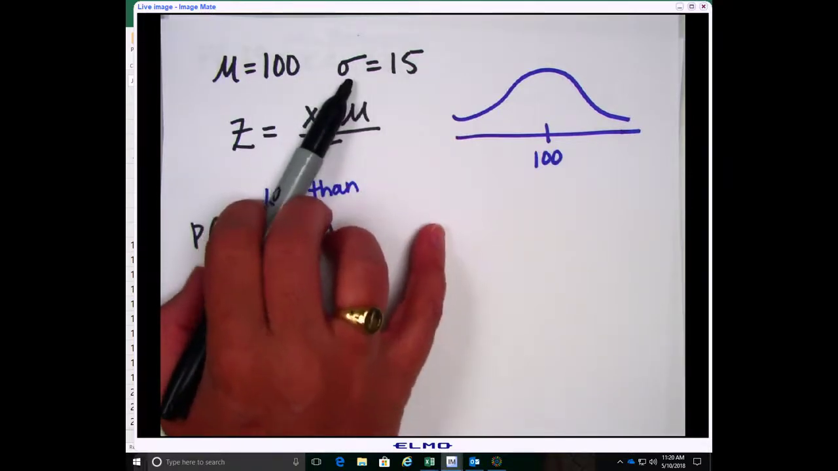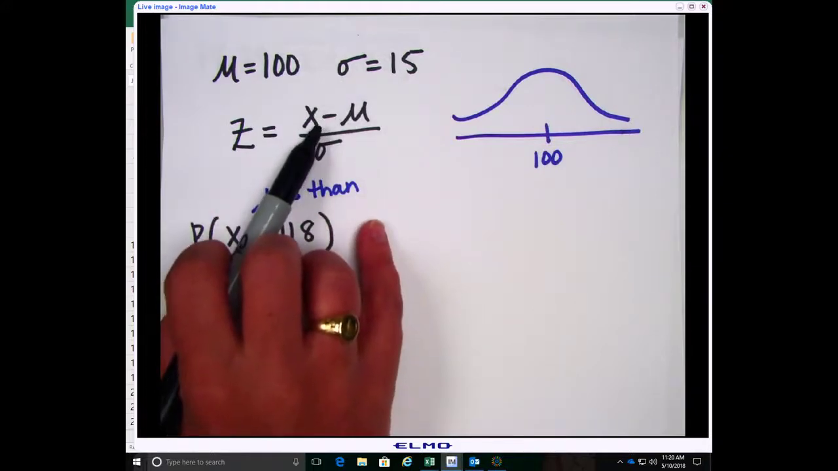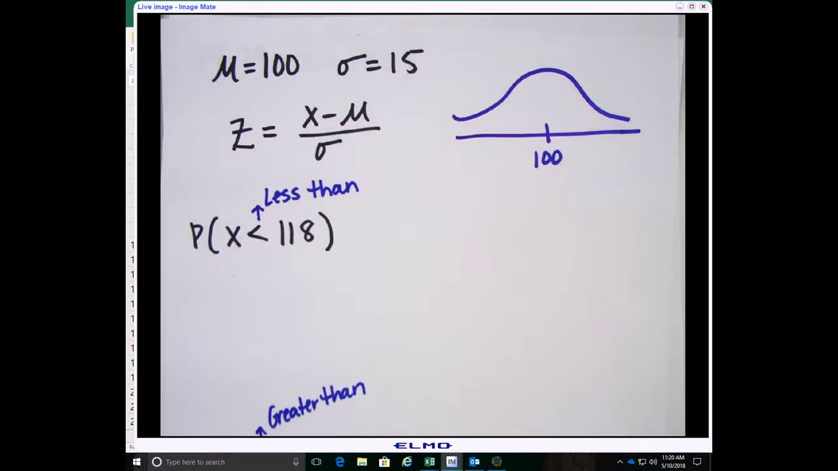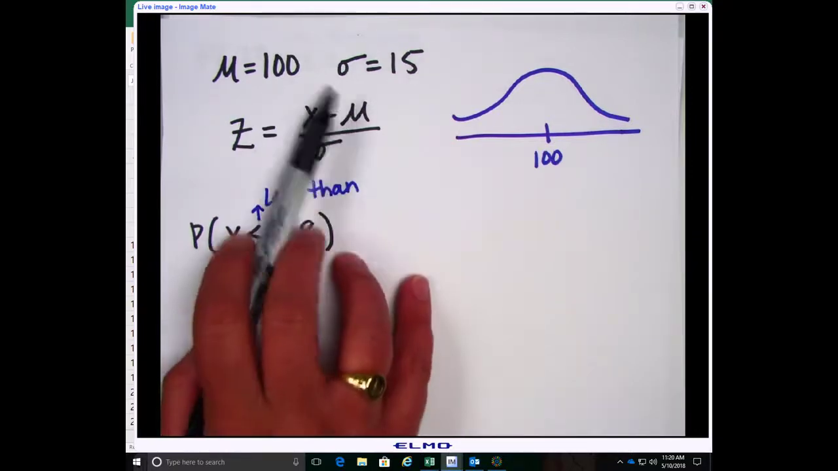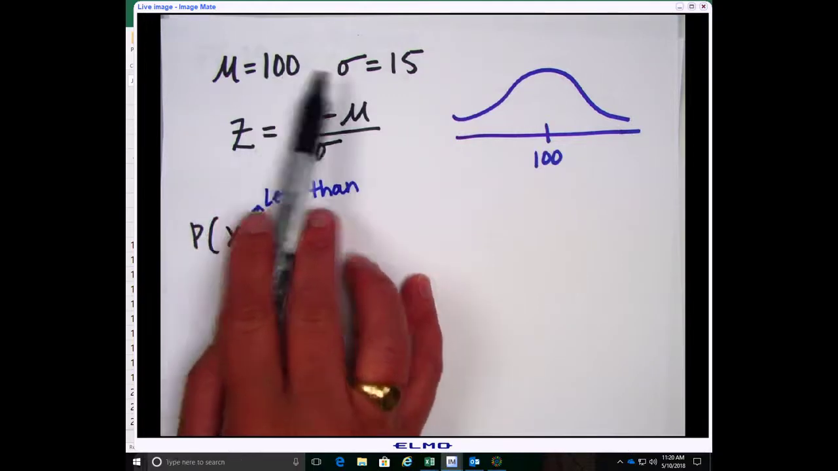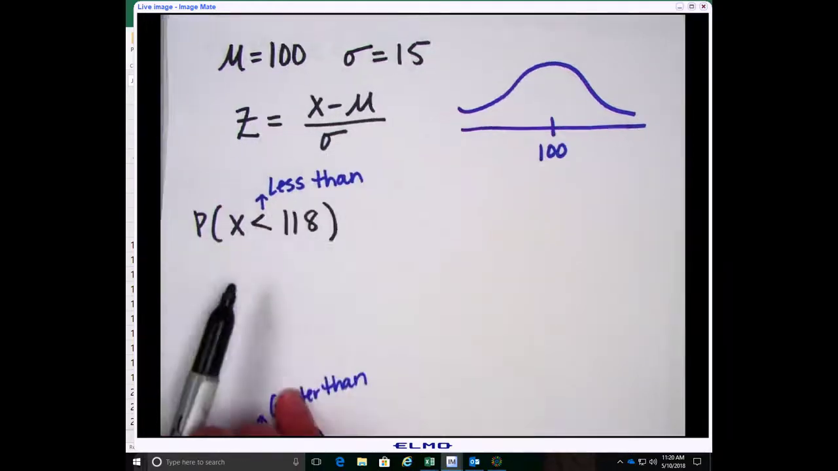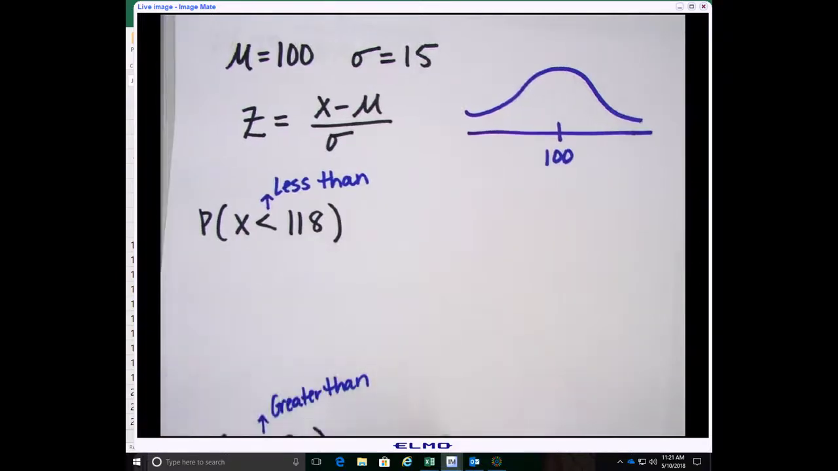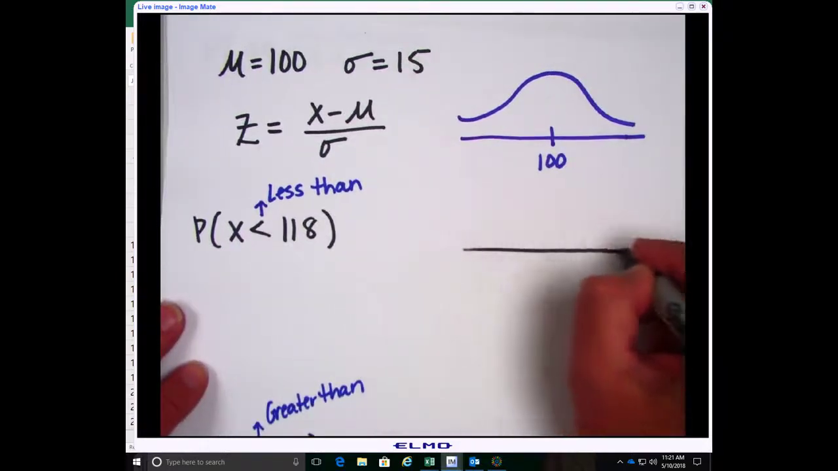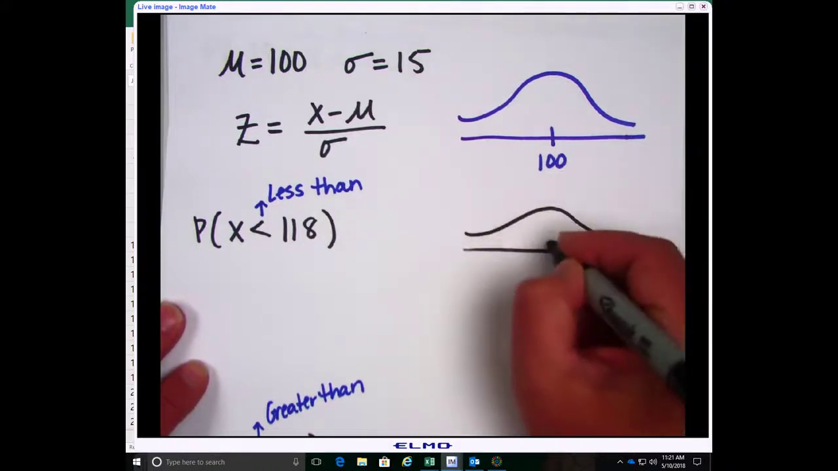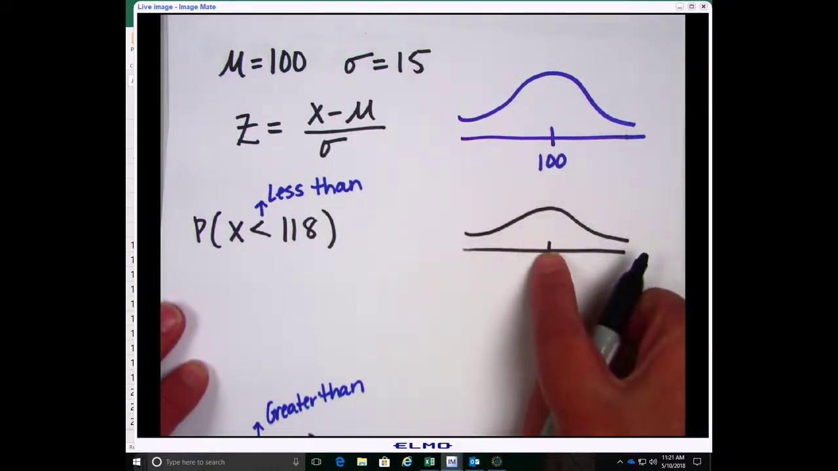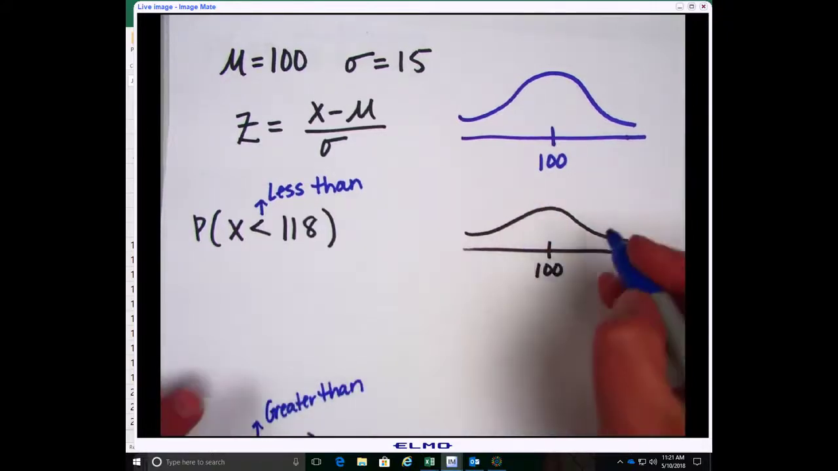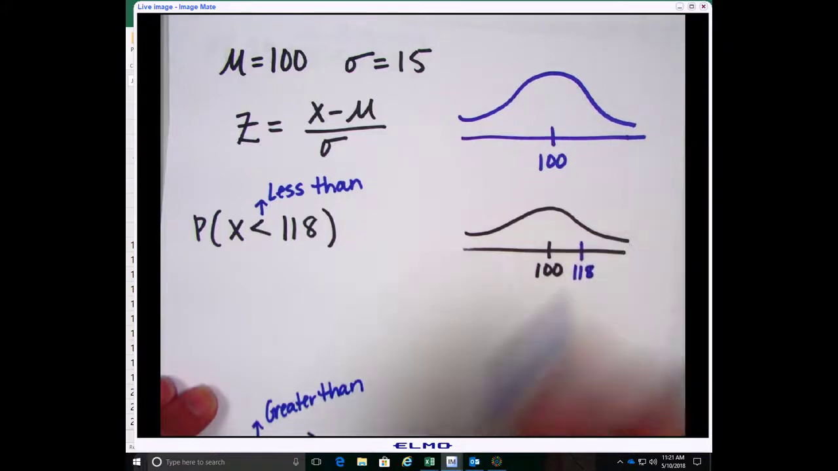Now, when we're given a value and we want to calculate a probability relative to that value, the first thing we're going to do is calculate the z-value. So for example, if I have a distribution with mean 100, standard deviation of 15, and I want to know the probability of getting a value less than 118, then it's often easier to see this if we draw out the distribution. The mean is 100. The mean goes directly underneath the highest point of our curve. We know 118 would be out here.